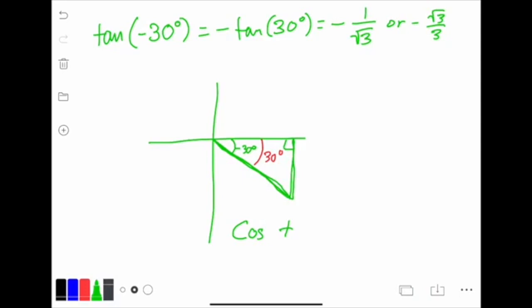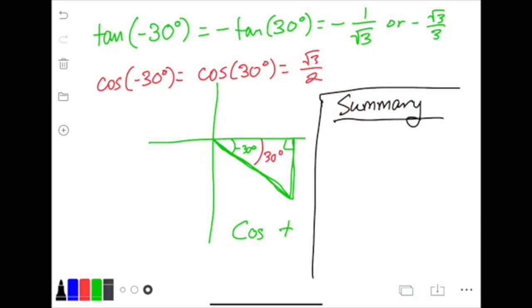Now, if you were asked to find, for example, cosine of negative 30 degrees, well, for an angle which is in the fourth quadrant, I know my final answer is going to be positive. So this would be the same answer as cosine of just 30 degrees, which would be square root of 3 over 2. And again, you can confirm that on your calculator if you want to.